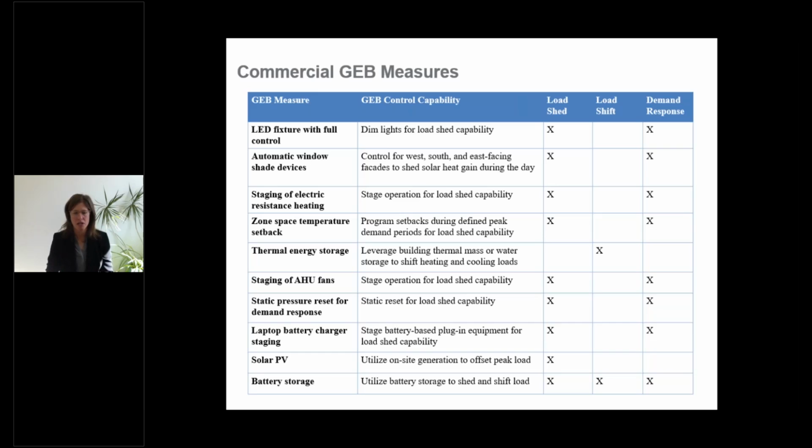Again, can we leverage equipment that has batteries to shift loads, shift the charging of those equipment to better times of the day? And how do we better integrate our solar PV and battery storage to really optimize performance for both the building and for the utility as well? Next slide.